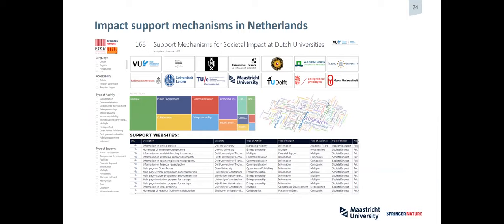We focused here on what kind of impact support is actually available. And here you see an overview that shows the support available at Dutch universities and the different organizations within these universities. And you can browse via facets through all the various types of information. And this has already been very helpful, not only for the researchers, but also for supporting units at universities to get inspired by how their colleagues have already been supporting, and they took over some good ideas from them.